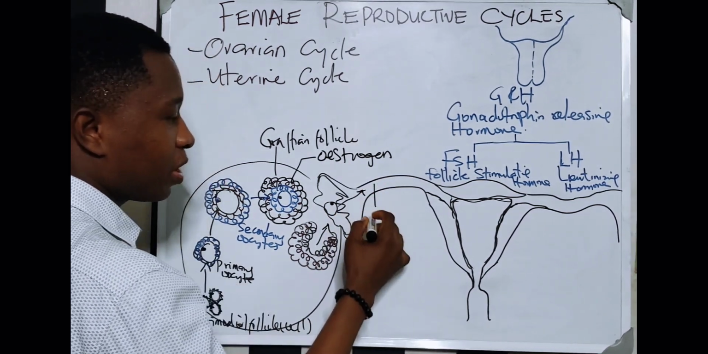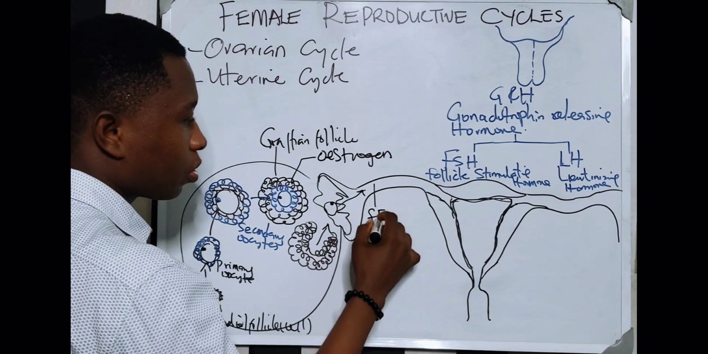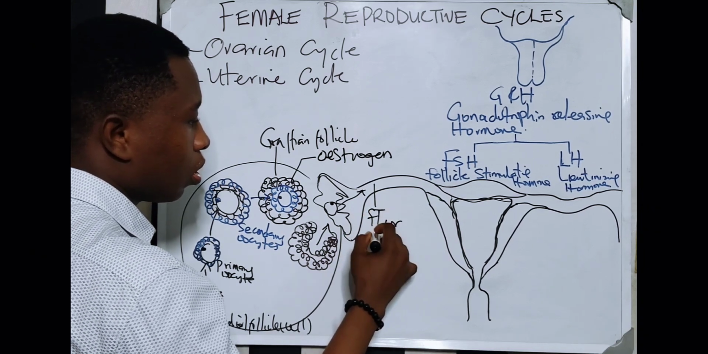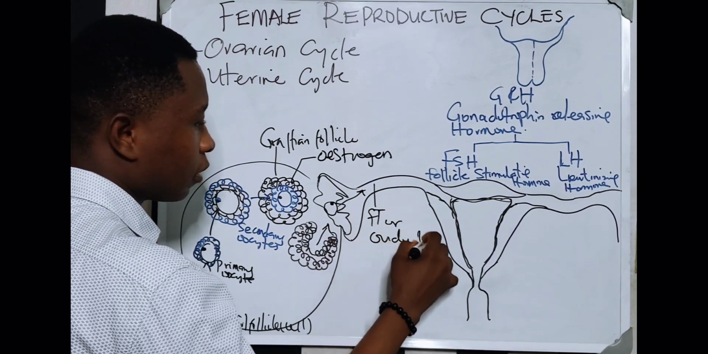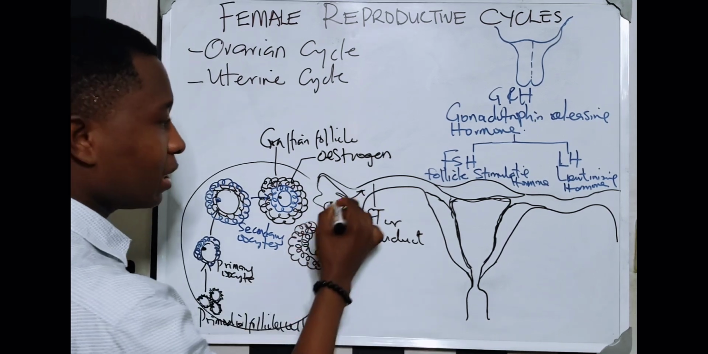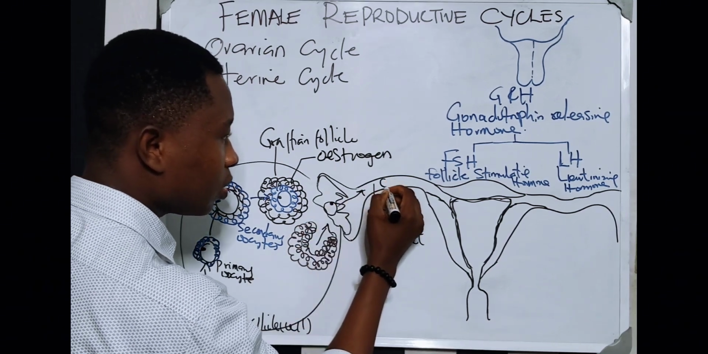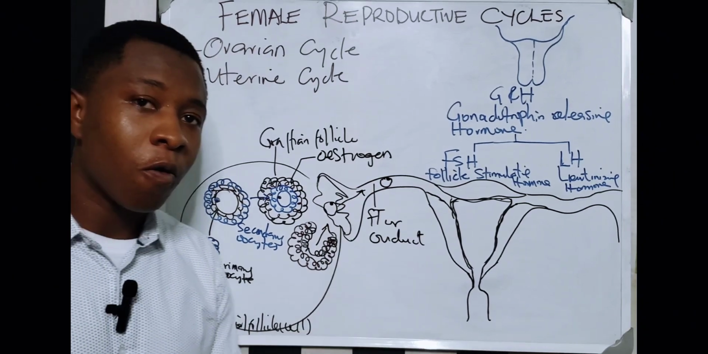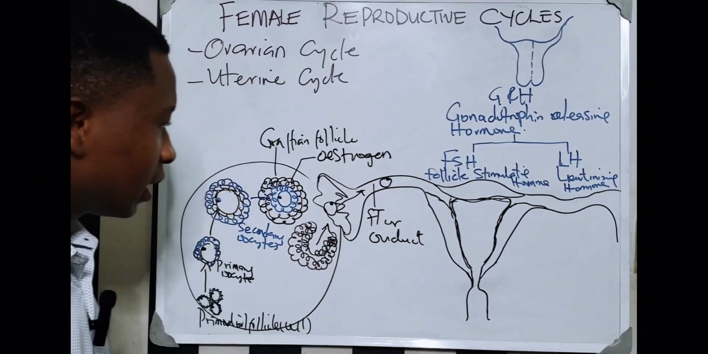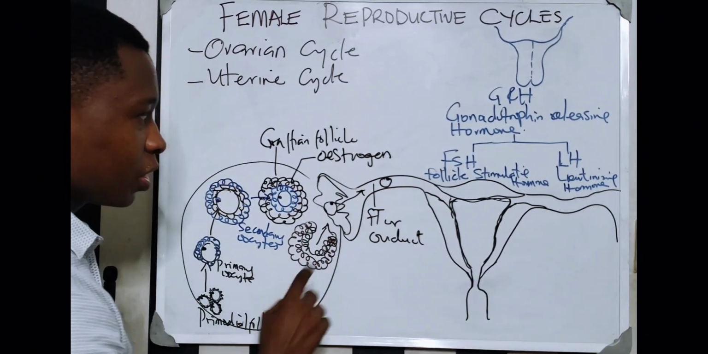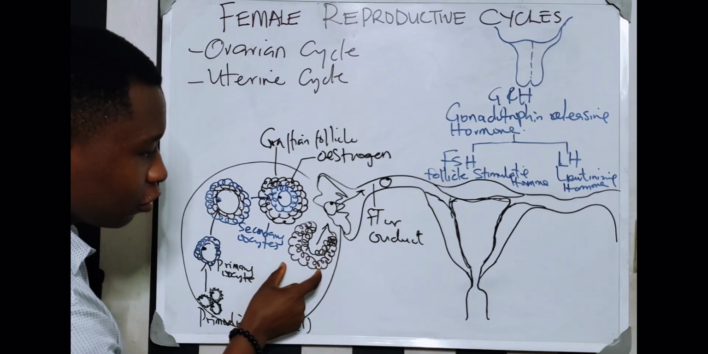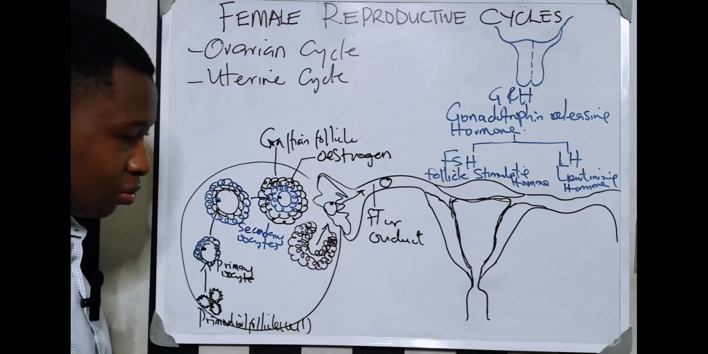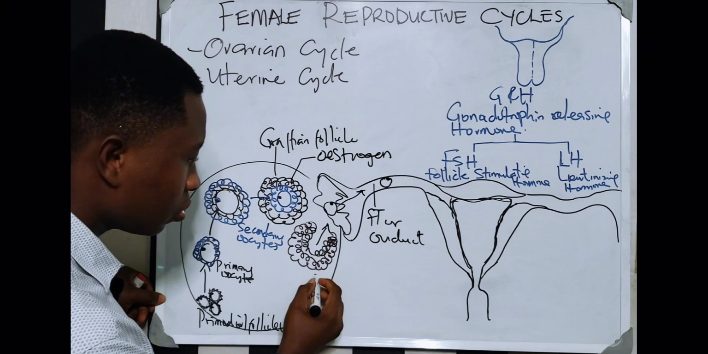This place is known as the fallopian tube or the oviduct. Okay, it is moved here and it gets to this point. On getting to this point, it is waiting for fertilization. Now, before then, the empty Graafian follicle is known as the corpus luteum.